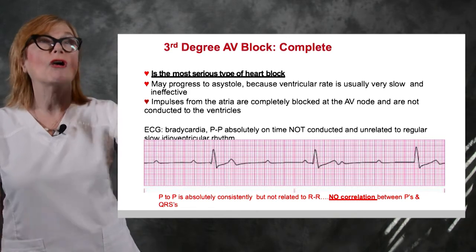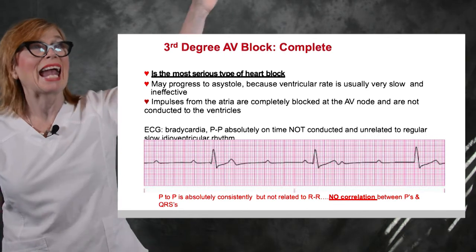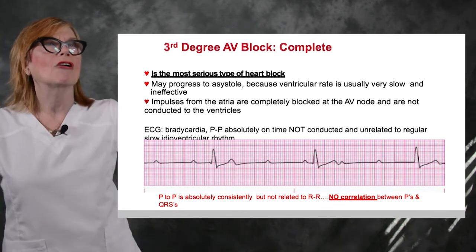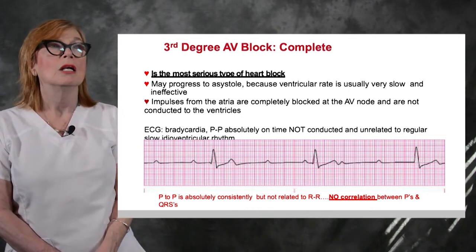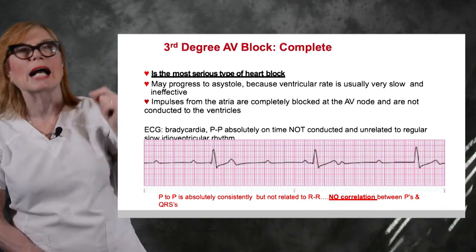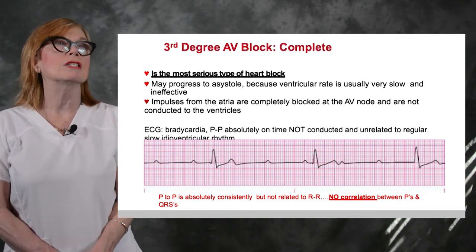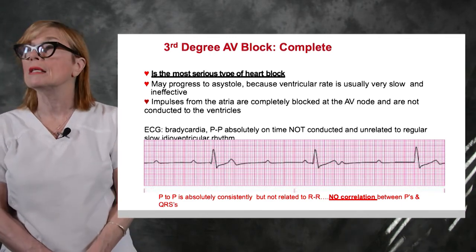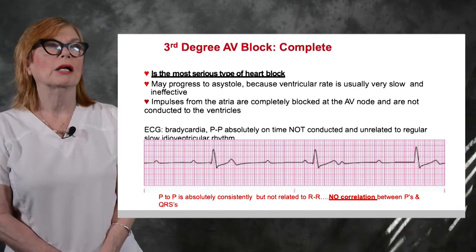Now your R to R is also constant, but it's a completely different rate because the atria are depolarizing, the ventricle is depolarizing, but they are not connected to each other. That's why we call it AV dissociation. So on EKG, P to P is absolutely on time, but it is not conducted and is completely unrelated to the regular and slow idioventricular rhythm. Remember what idioventricular is? Escape from death. But we don't want our patients in this precarious position.